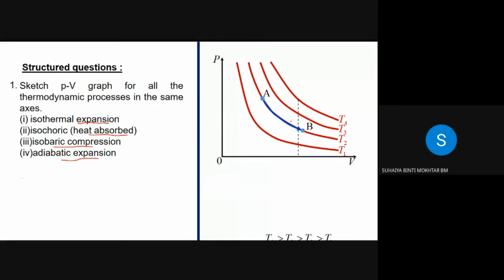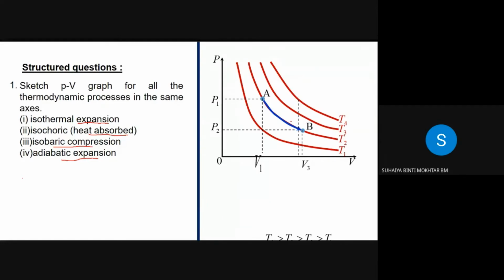Okay, so initial position is point A. So here is P1, initial, and here is V1, initial volume. Okay, then P2 is final. Okay, then volume here, let's say V3, final volume. Okay, so that one is isothermal expansion. Then continue isochoric. Isochoric, okay, constant what? Volume.